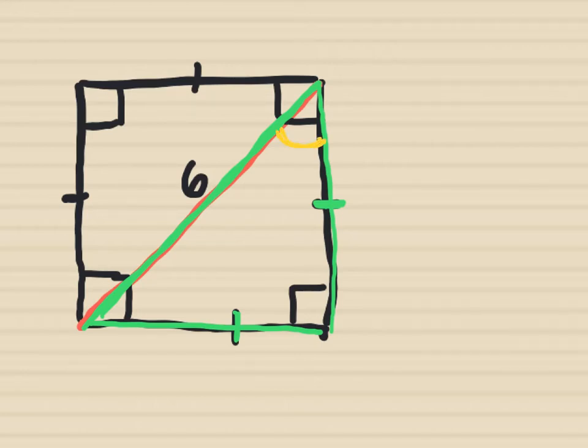I'm going to switch to a different color. That doesn't show up very well. The base angles will be congruent, meaning that this is 45 degrees and this is 45 degrees. Okay, well, how does that help me? Because I'm missing a lot of information here.